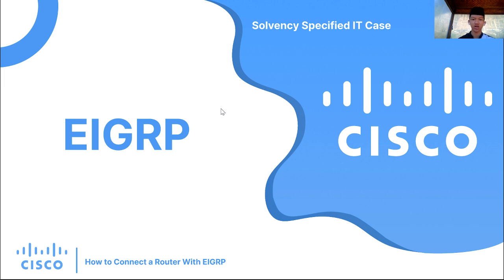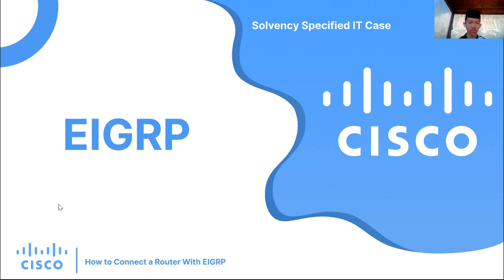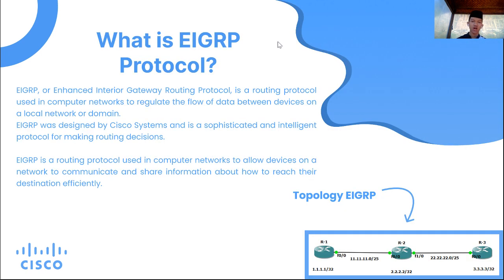And in this Solvency IT case, I will try how to connect a router with protocol EIGRP. So before I practice in the lab, I will explain about this protocol. What is EIGRP protocol? EIGRP, or Enhanced Interior Gateway Routing Protocol, is a routing protocol used in computer networks to regulate the flow of data between devices or local networks or the domain.